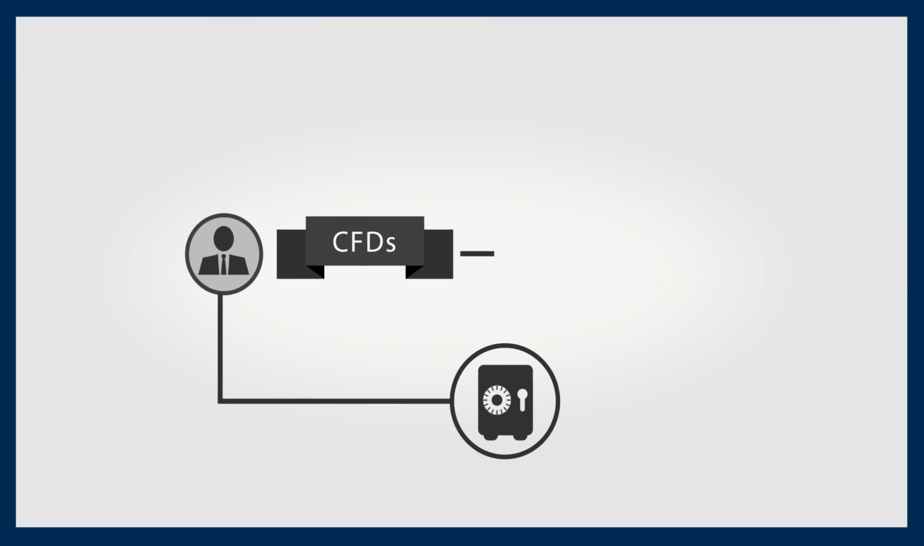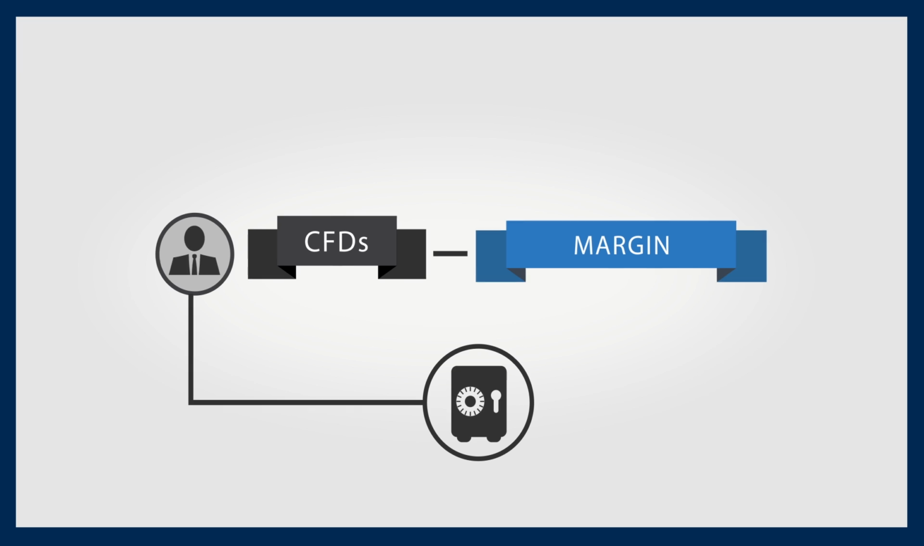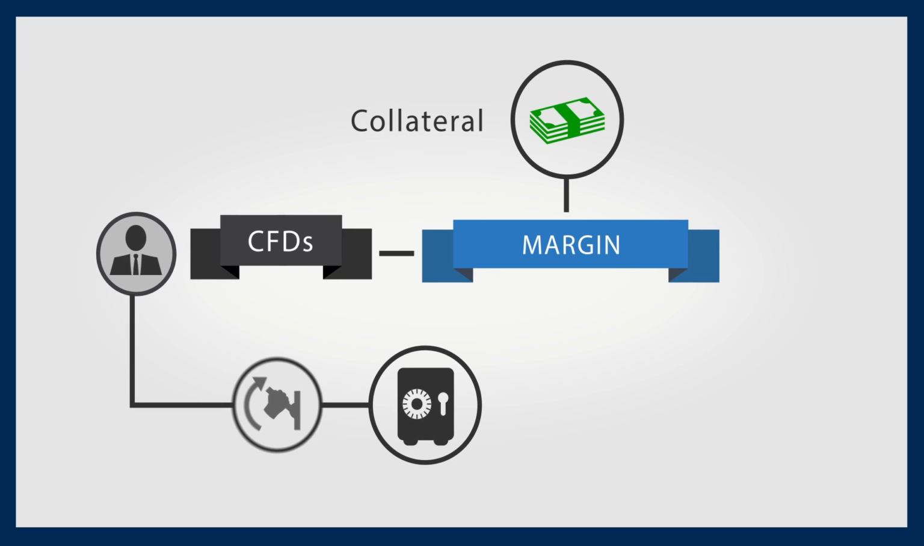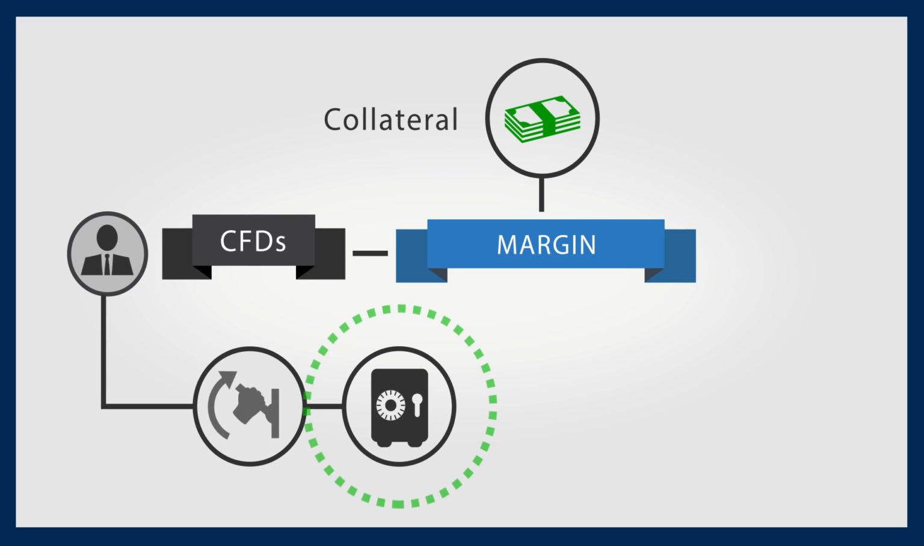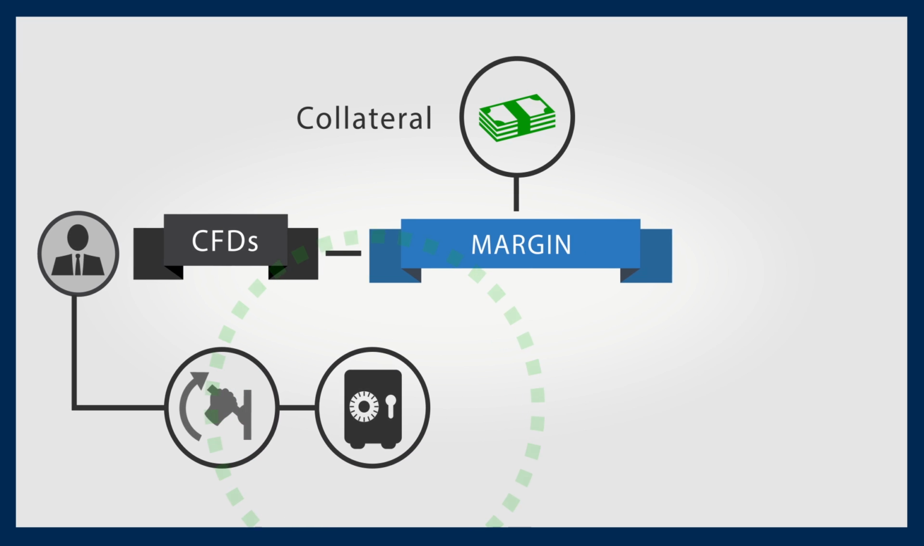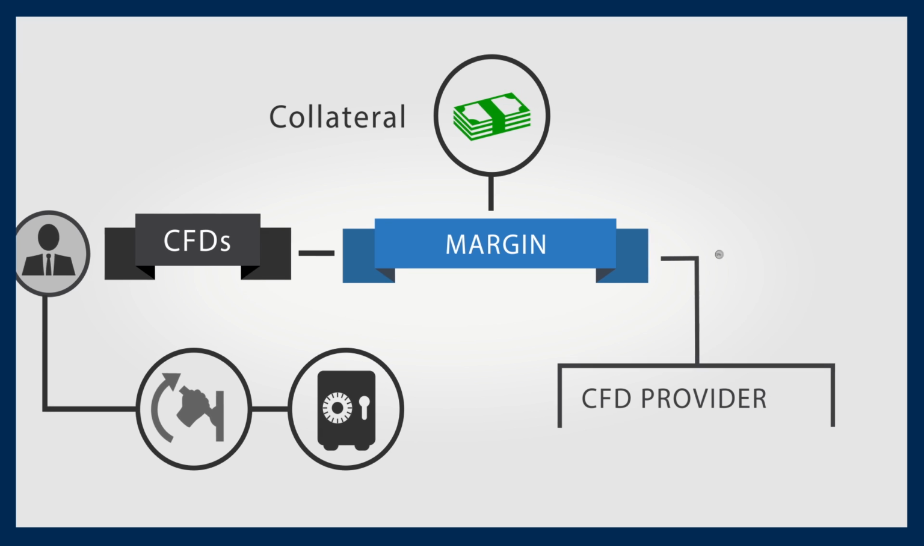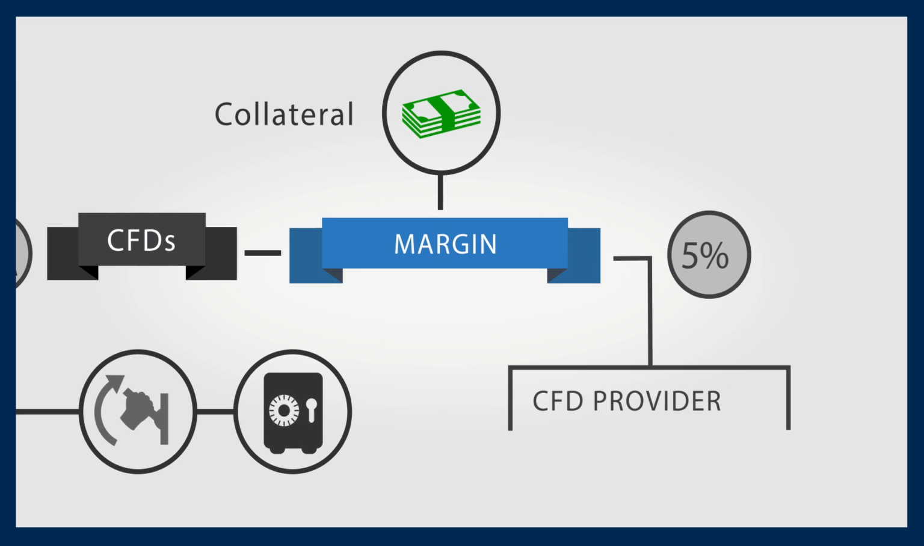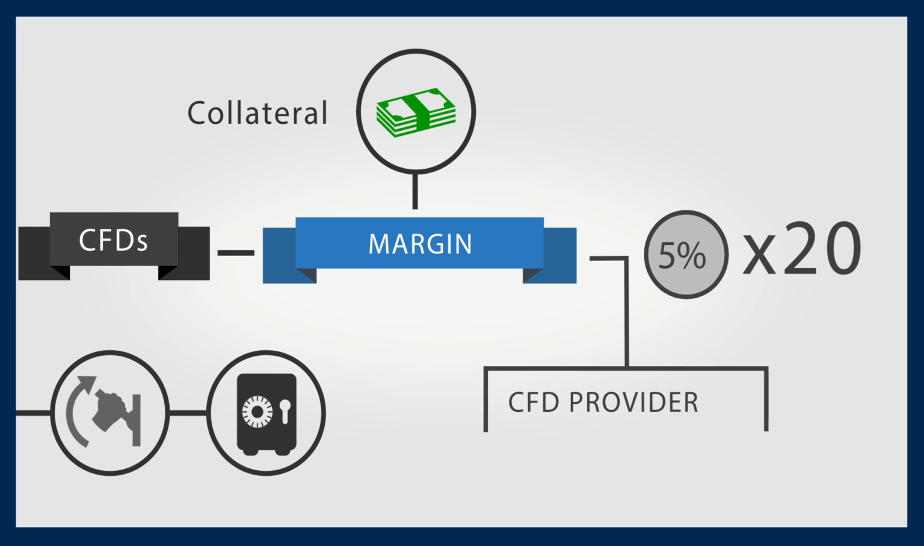For example, CFDs are traded on margin. You only have to put up collateral. This means you can leverage your capital. The amount of margin required varies and is defined by your provider. If it's 5%, typical for large companies like Apple, then that is equivalent to 20 times leverage.